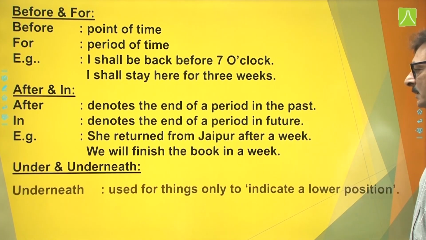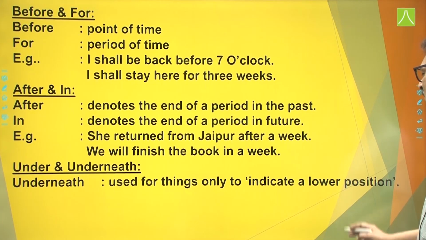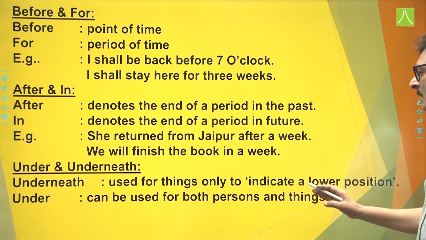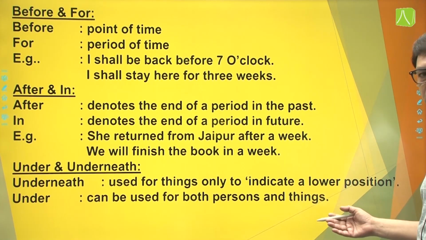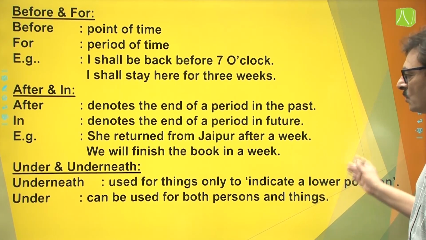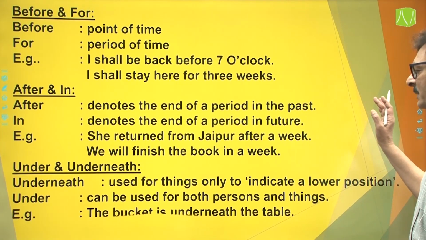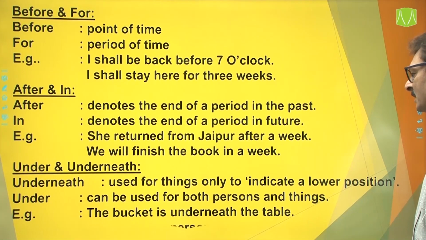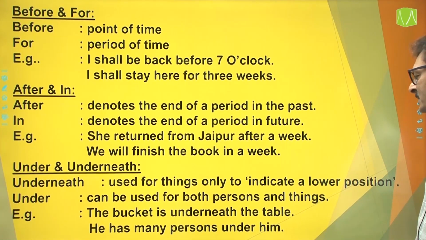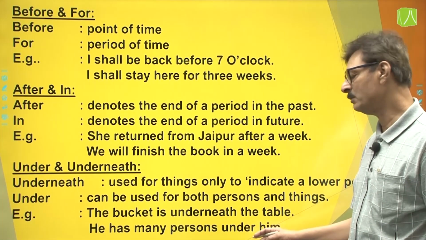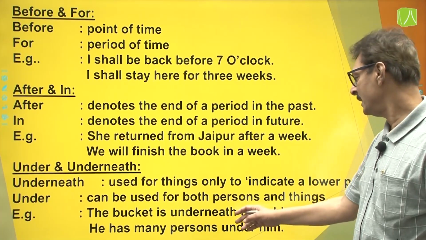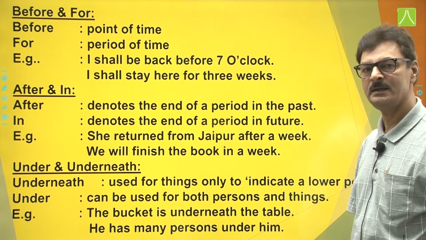Under and underneath. Underneath is used for things only to indicate a lower position, and under can be used for both persons and things. We have done this earlier. तो हम उसको बस summarize कर रहे हैं जो roles हमने अभी तक किए हैं. The bucket is underneath the table and he has many persons under him. Yes, I am talking about the persons over here, and underneath is only for non-living things.